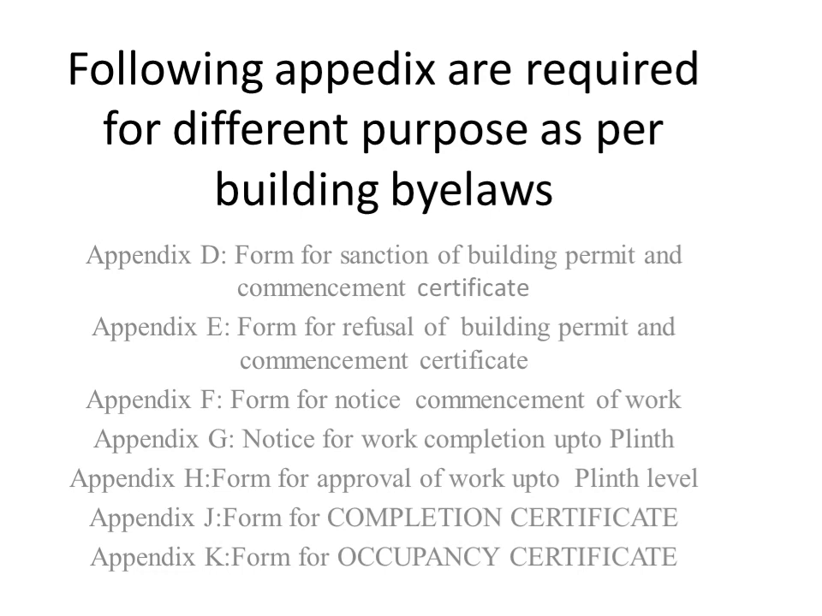This slide explains the different appendices which are required from plan sanction to the building completion. They are: Appendix D is given for form for sanction of building permit and commencement certificate. Then Appendix E is required for getting the refusal of building permit and commencement certificate. Appendix D is related to form for notice commencement of work. Appendix G, it is notice for work completion up to plinth level. Then Appendix H, it is a form for approval of work up to plinth level. Then Appendix J, it is a form for completion certificate. And Appendix K, it is a form for occupancy certificate. These are the different appendixes which are to be submitted to the authority at different intervals of time.